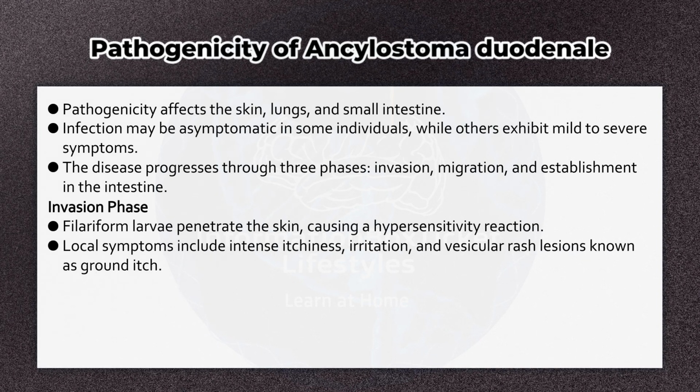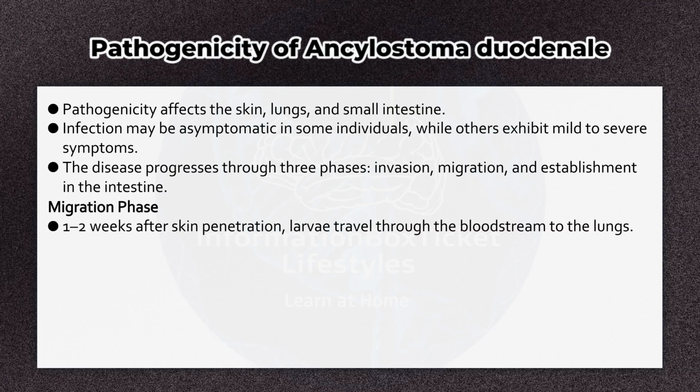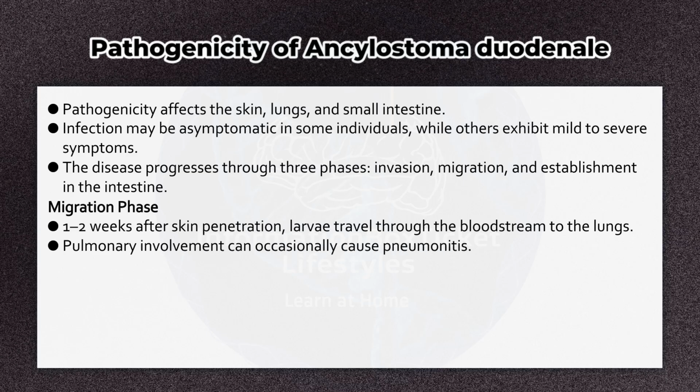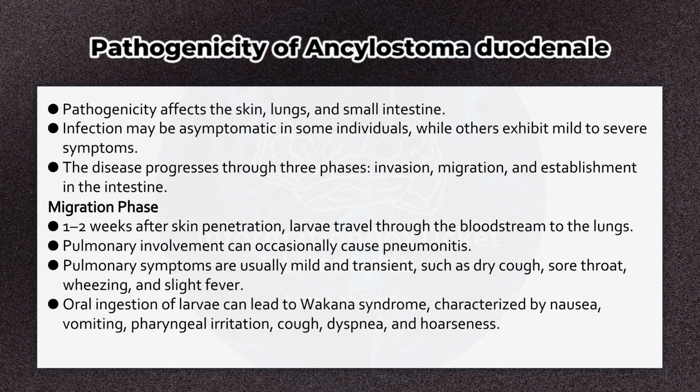Local symptoms include intense itchiness, irritation, and vesicular rash lesions known as ground itch. Migration phase. 1 to 2 weeks after skin penetration, larvae travel through the bloodstream to the lungs. Pulmonary involvement can occasionally cause pneumonitis. Pulmonary symptoms are usually mild and transient, such as dry cough, sore throat, wheezing, and slight fever. Oral ingestion of larvae can lead to Wakana syndrome, characterized by nausea, vomiting, pharyngeal irritation, cough, dyspnea, and hoarseness.